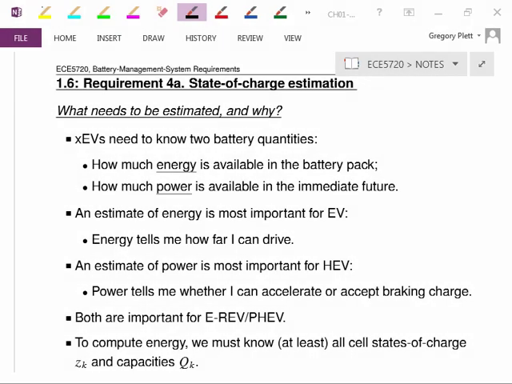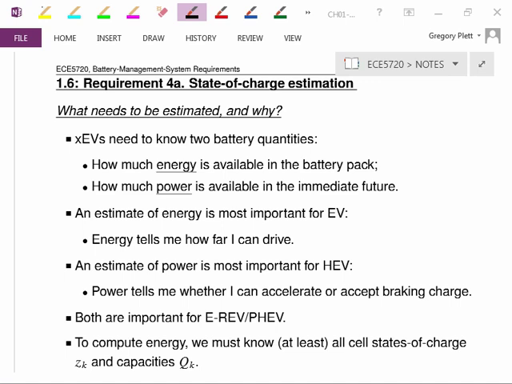We now start looking at the internal state estimation requirements of a battery management system. And we start by looking at the requirement of estimating state of charge. Before we discuss that, we think a little bit about, well, what does the vehicle really need to know, and why does it need to know it?